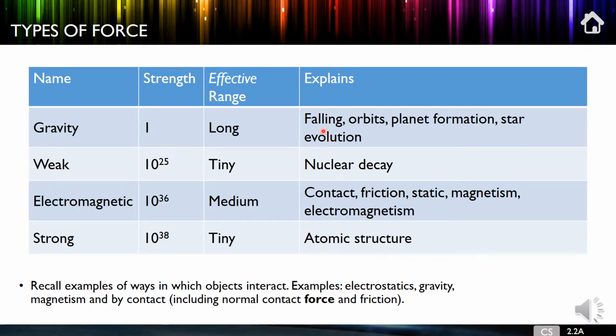So what do they explain? Well, gravity explains falling, explains orbits, explains planetary formation, it explains star evolution, which we'll look at in other videos. And the electrostatic: contact, so when we touch a table; friction, when something slows something down; static, so attraction there; magnetism, it's a bit complicated, but it does come from the same force, as does electromagnetism. Now, a key point here is the difference in the strength is enormous. Gravity is phenomenally weak compared to the others, and that's really the key thing to bear in mind.